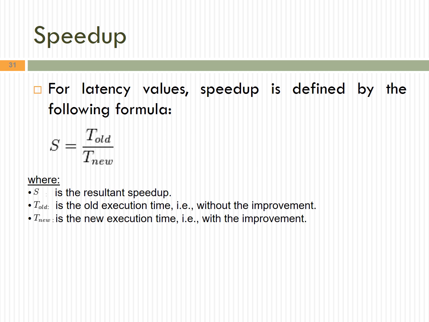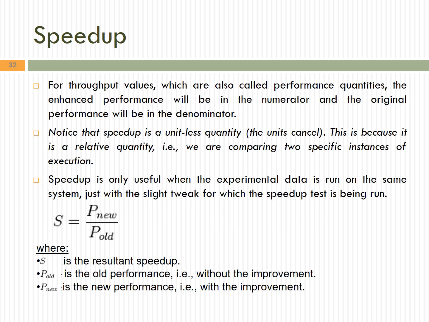S is the resultant speedup, T_old is the old execution time, and T_new is the new execution time. For throughput values, which are also called performance quantities, the enhanced performance will be in the numerator and the original performance will be in the denominator. Notice that speedup is a unitless quantity. This is because it is a relative quantity. For example, we are comparing two specific instances of execution.